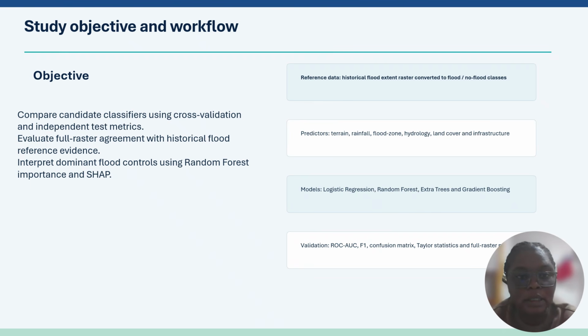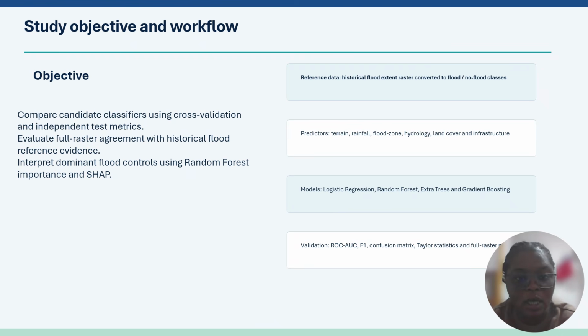Let's look at the study objectives and the workflow. The objectives of the study were threefold. First, we compared different machine learning classifiers using cross validation and independent test metrics. Secondly, we evaluated how well the resulting flood probability maps agree with the historical flood observations. And thirdly, we identified and interpreted the dominant environmental factors driving flood susceptibility using random forest feature importance and then SHAP explainability techniques.